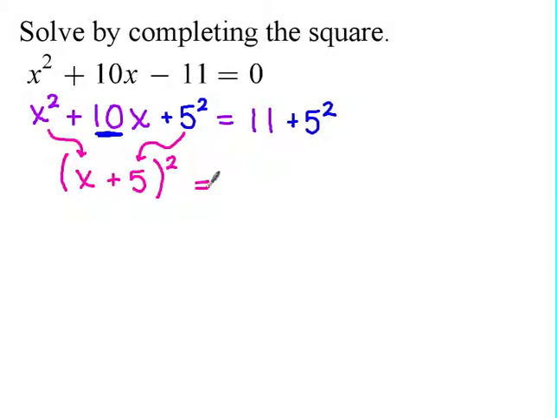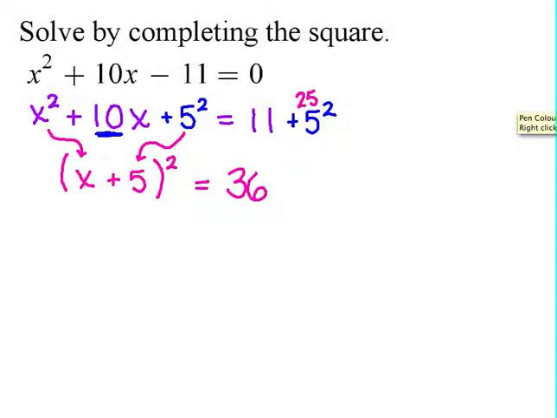So this is kind of like reverse factoring. You take the first term squared and the last term squared. You're not getting rid of the 10x, because when you FOIL this out, you will get 10x. On the right side, I need to add those two numbers together. What is 5 squared? So if I add that to 11, what do I get? 36. Okay. So now we need to solve that and get 2 solutions if we can.